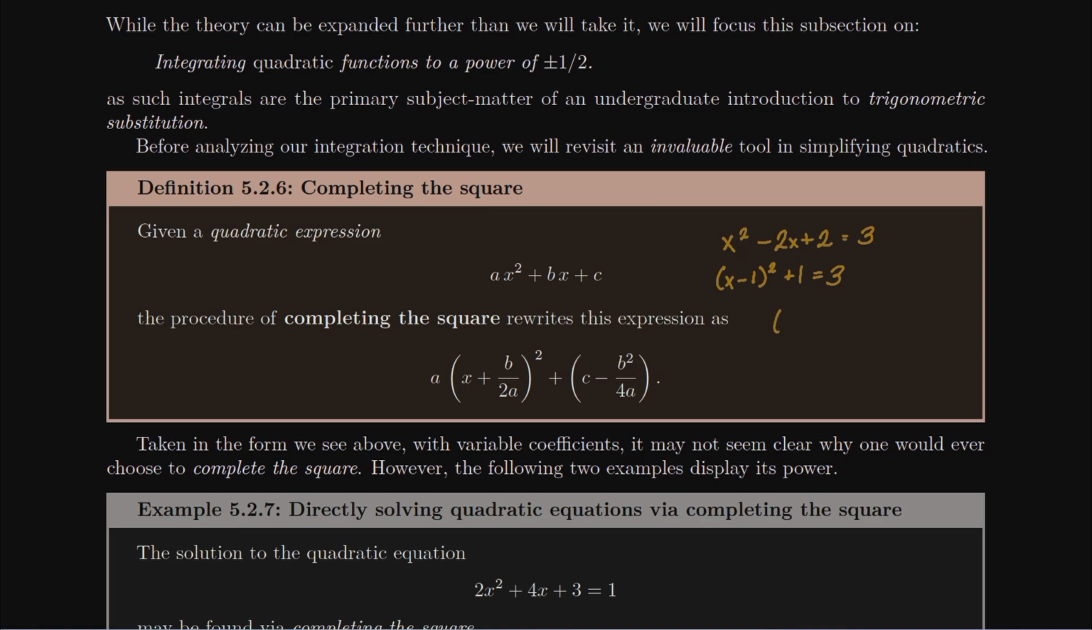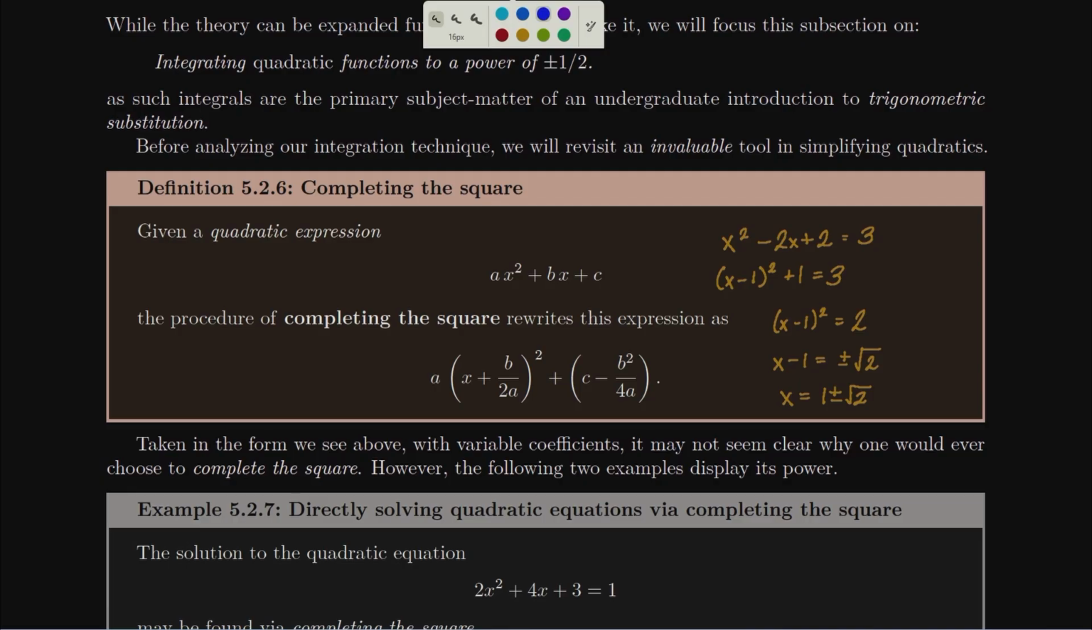So we subtract 1 from both sides. That gives me (x minus 1) squared is equal to 2. We take the square root of both sides. It says x minus 1 is plus or minus root 2. And finally, we add 1 to both sides. You see that x is 1 plus or minus root 2. It's the same answer we would have got if we had used the quadratic formula. But completing the square was an alternative approach to solving quadratic expressions.